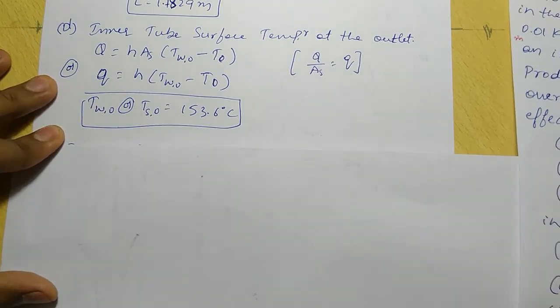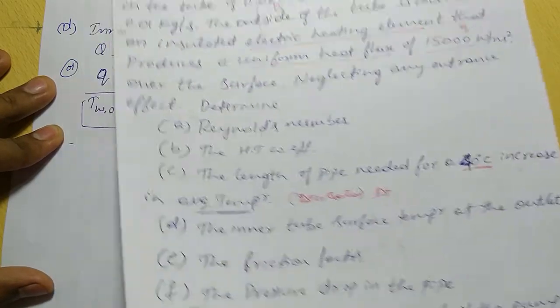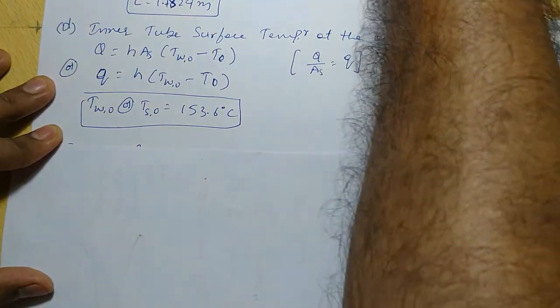And the fifth question is the friction factor. What type of flow is this? This is laminar flow.